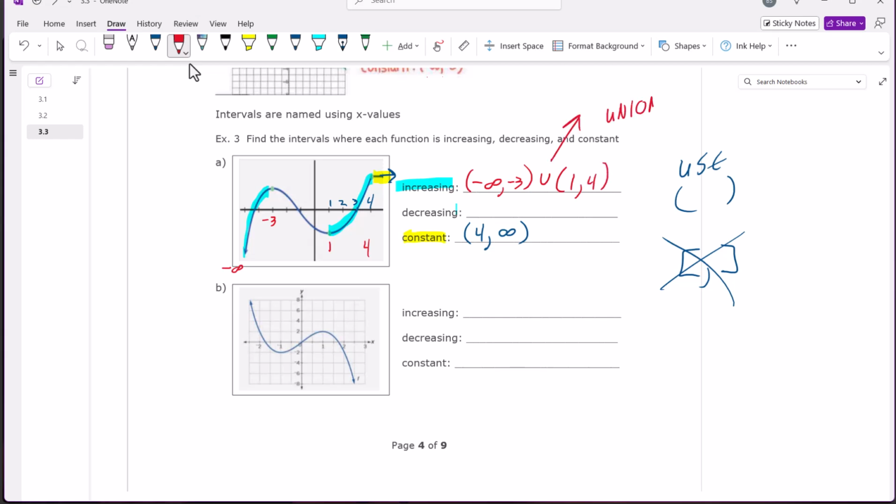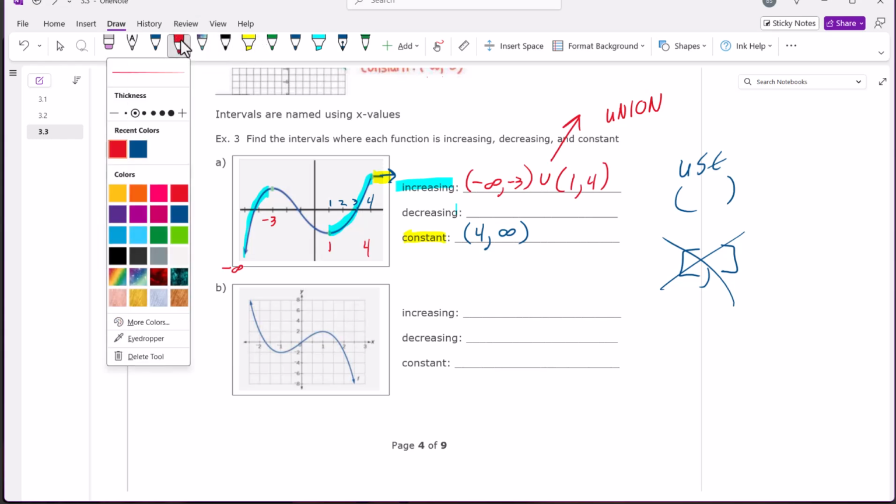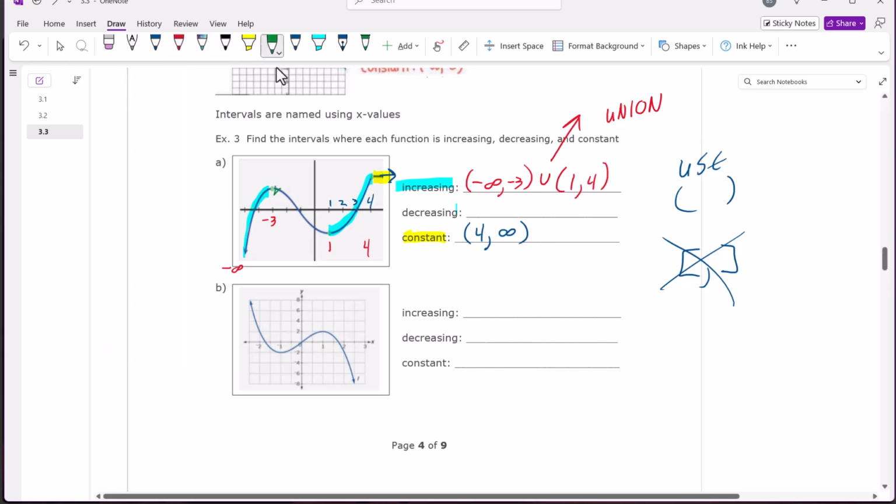That's not the letter U, that's a union symbol. It means that it's joining two sets together. Okay, then the last thing would be decreasing. So decreasing would just be this region right here, and that would go from -3 to 1. Okay, so again, you're naming the intervals with x values.